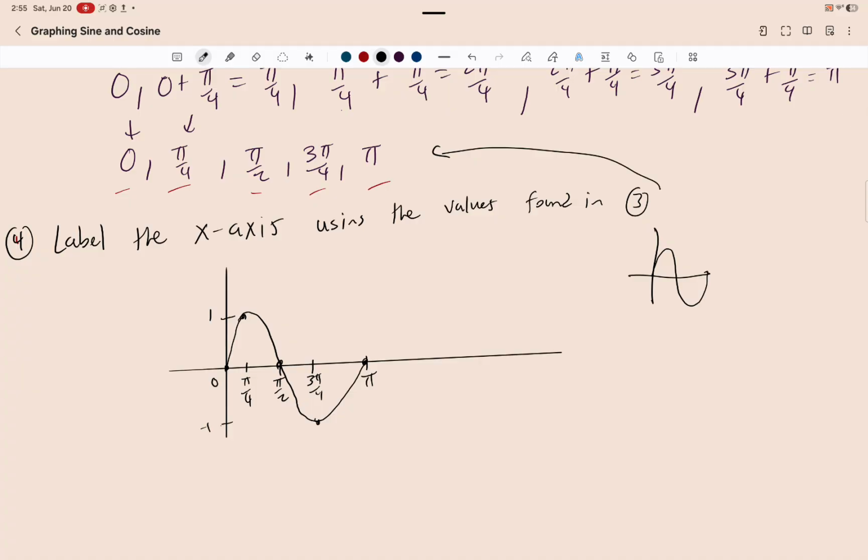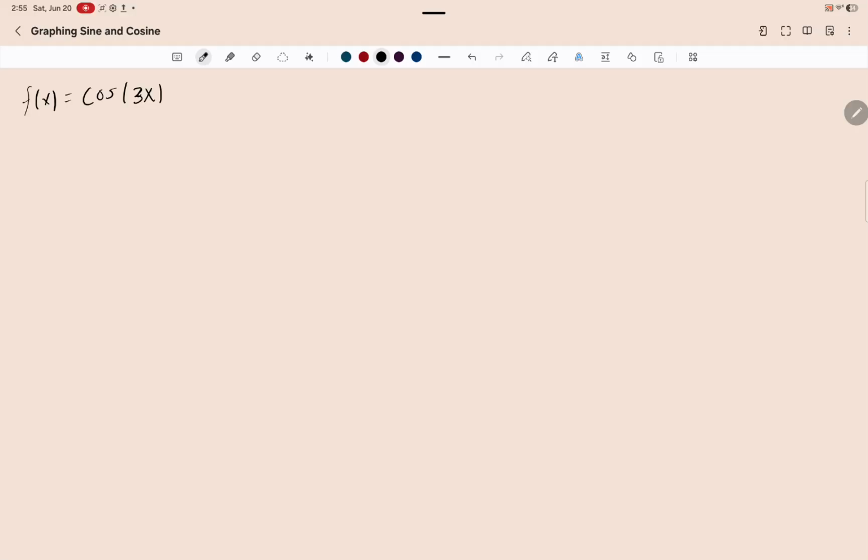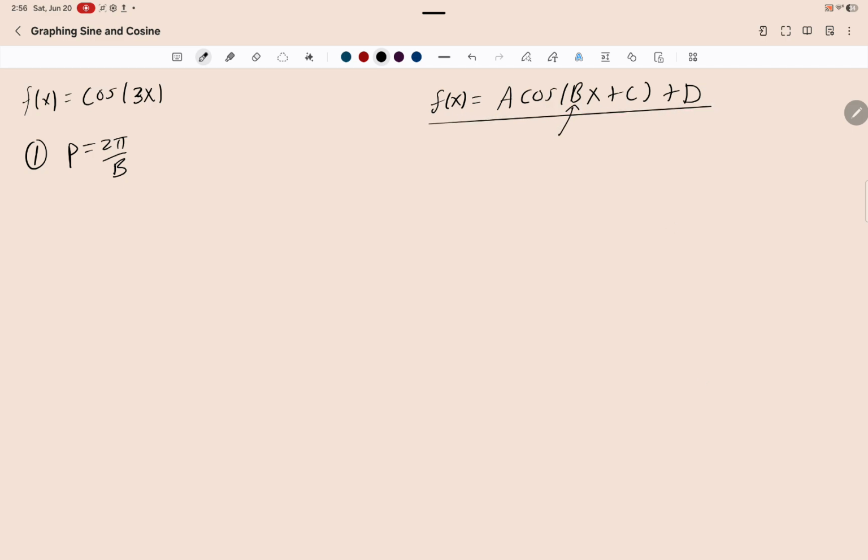So now let's do the cosine function without a mistake. So here I have f of x equals cosine of 3x. And remember, the first step, recall that p is equal to 2 pi over b. And remembering the more generalized cosine function, the b is the coefficient in front of the x, in other words, the number. So here we have 3, so I'm going to plug it in. So it's 2 pi over 3. So our period for the given function is 2 pi over 3.